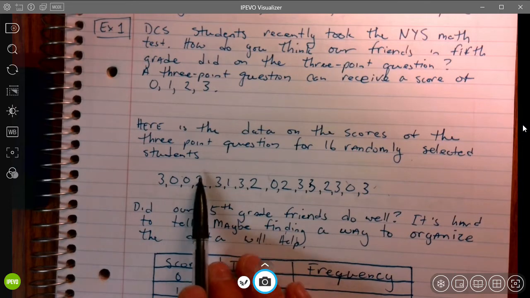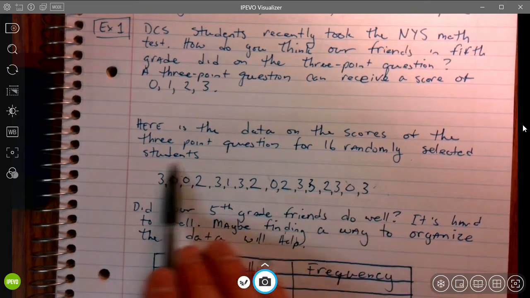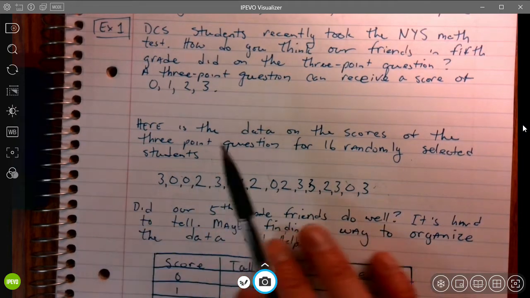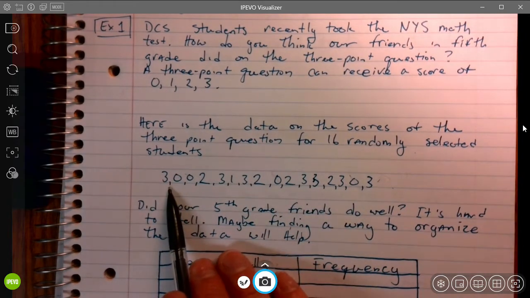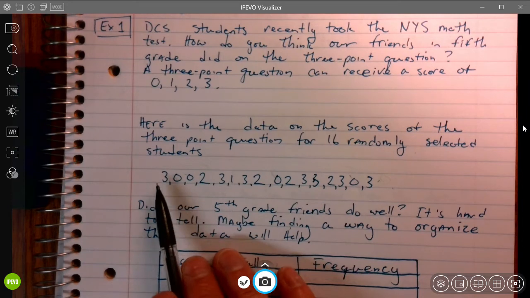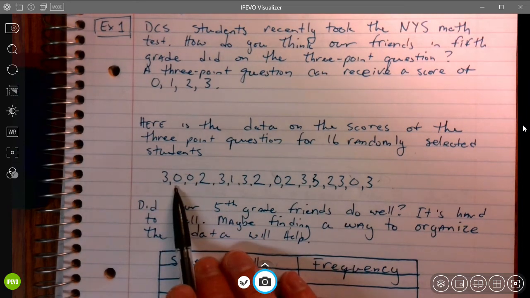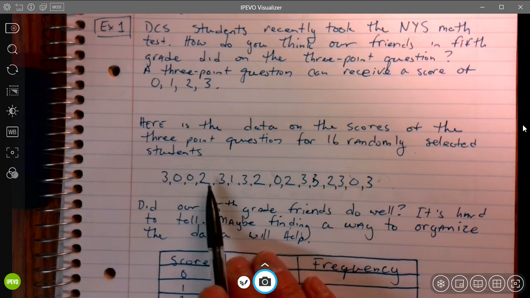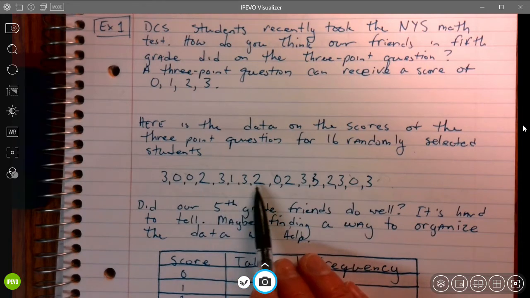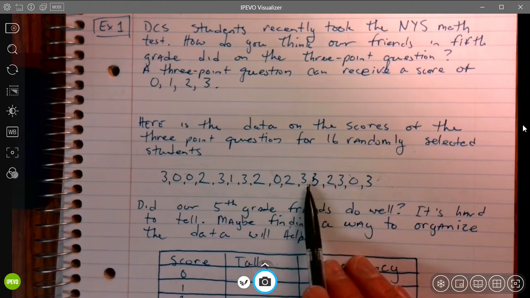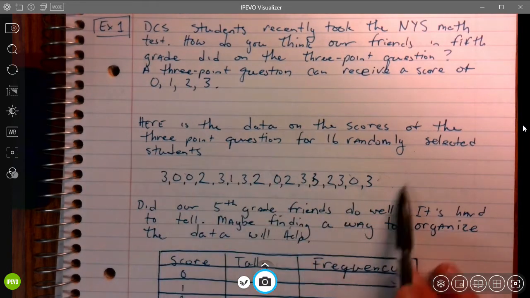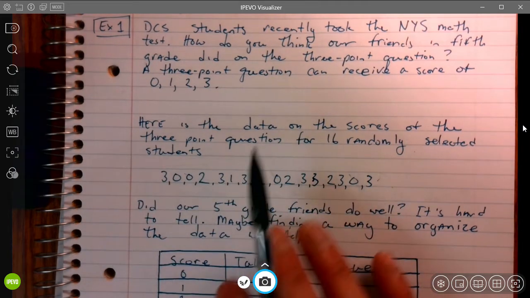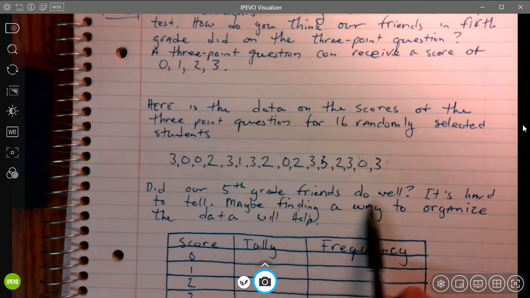Okay, so I have here 16 scores of 16 students, and these show how well they did on the 3-point question. One student got a 3, another got a 0, this student got a 0, a 2, 3, 1, 3, 2, 0, 2, 3, 3, 2, 3, 0, 3. You get the point, right? These are the scores. So we want to know, did our 5th grade friends do well?